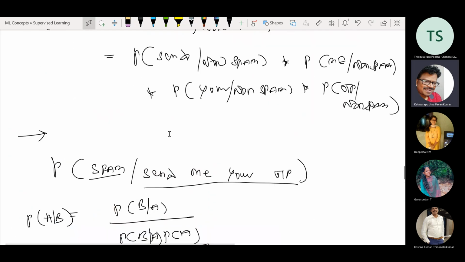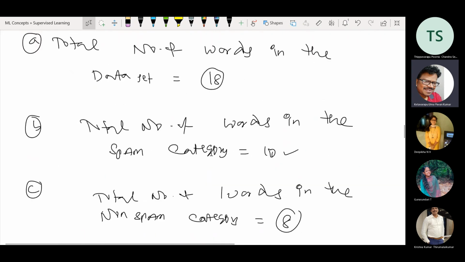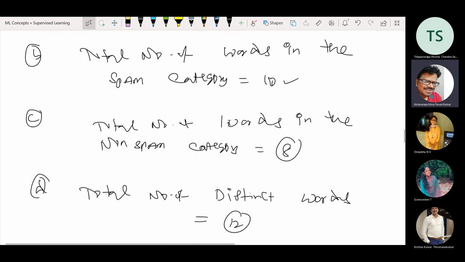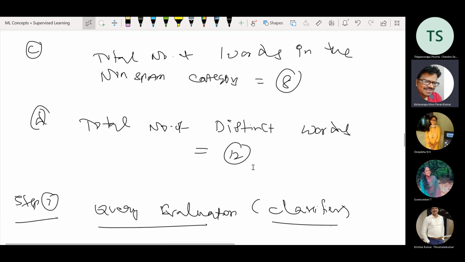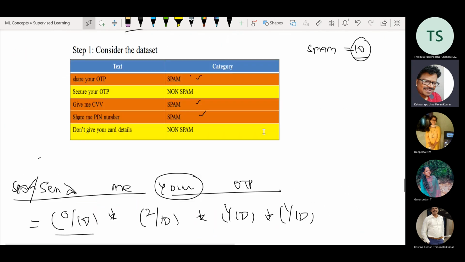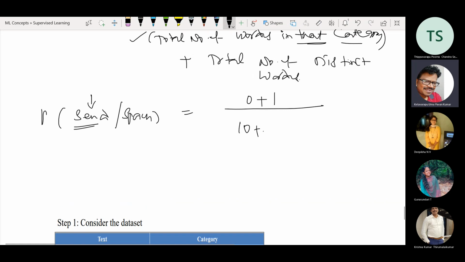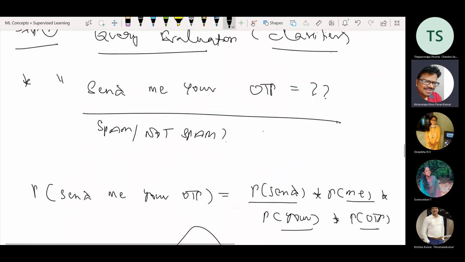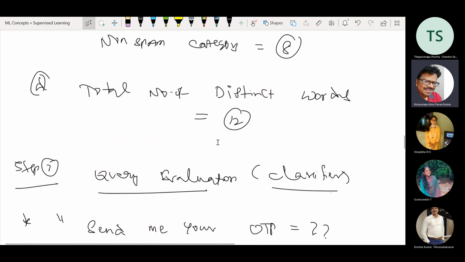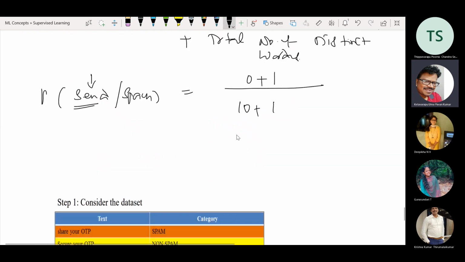If you observe, friends, as a first step of the analysis we picked up four things: the total number of words, the total number of words in the spam category, the total number of words in the non-spam category, and the total number of distinct words. Now our requirement is the total number of words in the spam category. How many are there? 10. So you can substitute here: total number of words 10 plus the number of distinct words. How many distinct words are there in our data set? We have 12 distinct words, so substitute that 12 here.